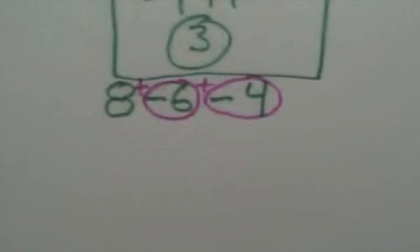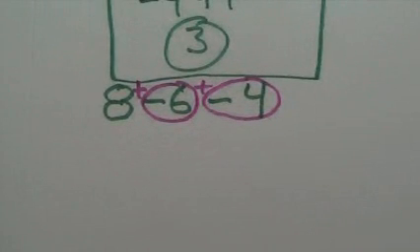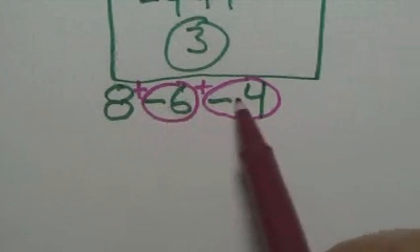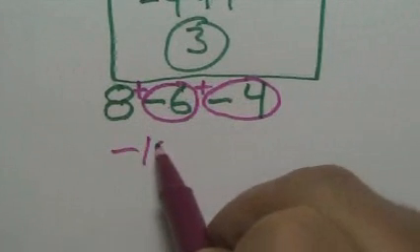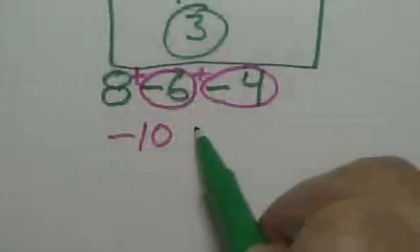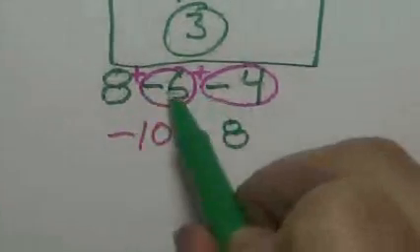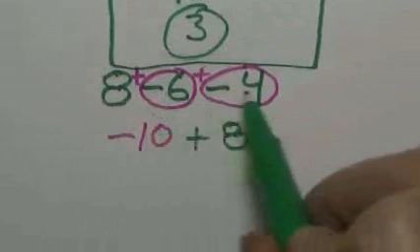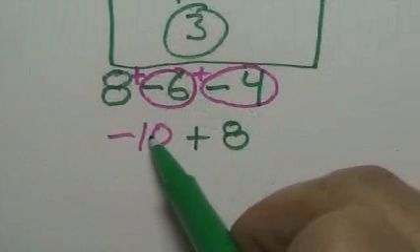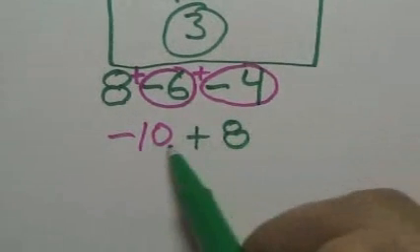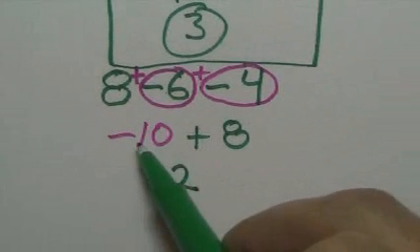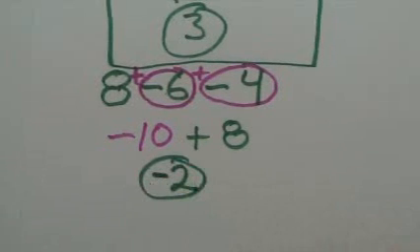Let me zoom in on that. You can see that better. So taking a look at my negatives, I have negative 6 and negative 4. Negative 6 and negative 4 is negative 10. And then I look at my positives. I have positive 8. Minus 6 and negative 6 are the same thing. Minus 4 and negative 4 are the same thing. Negative 6, negative 4 makes negative 10. Then you have 8. Now they're different signs, so you subtract. 10 take away 8 is 2, and there's more negative, so the answer is negative 2.